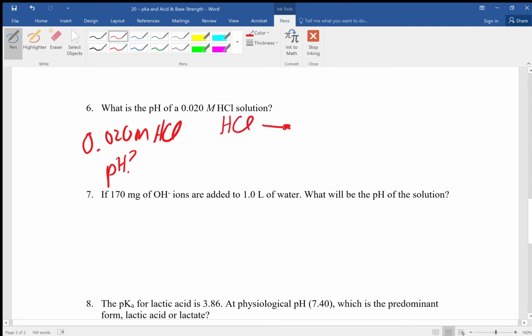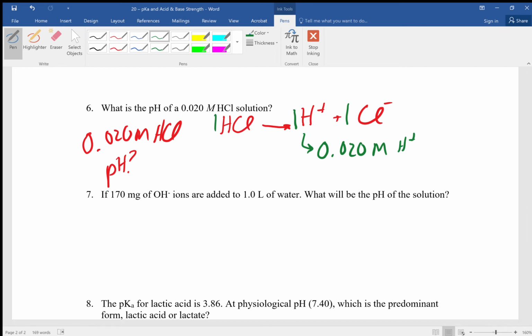So we know that in water, HCl will dissociate into H+ and Cl-. And so however many moles of HCl we have will be equal to the number of moles of H+. Why? Because if you look at the stoichiometry, it's 1 mole of HCl makes 1 mole of hydrogen ions and 1 mole of chloride ions. So if we have 0.020 molar HCl, we would get the exact same thing for hydrogen ions. And this would be the case for any strong acid.